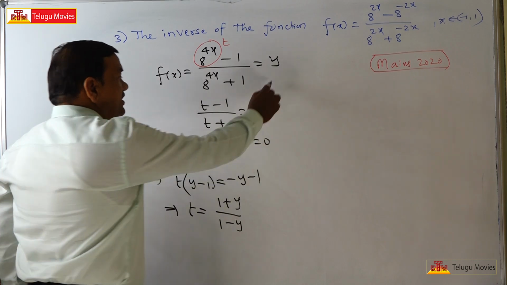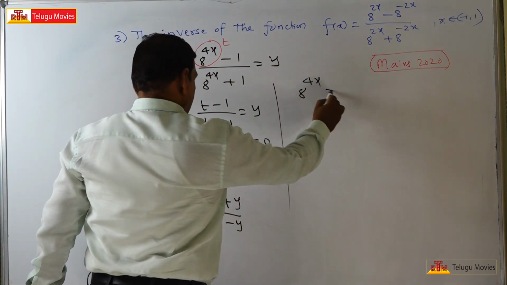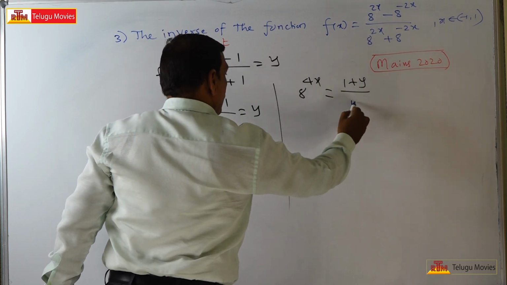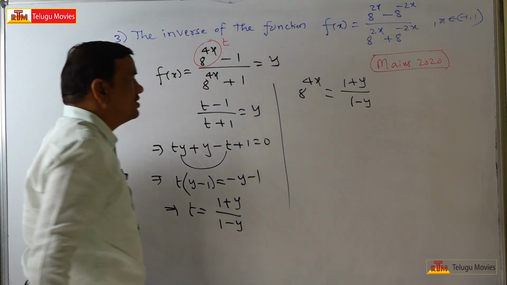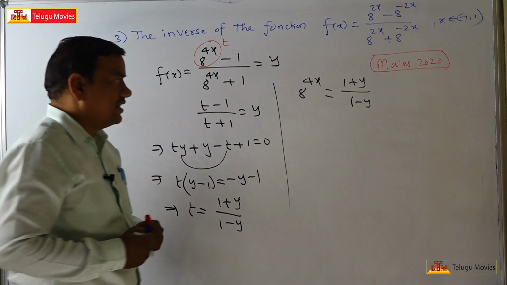Now, what is our t? T is nothing but 8 power 4x, which is equal to (1 plus y) by (1 minus y). So the problem is not over. From this you can easily say that you can apply the logarithms on both sides.